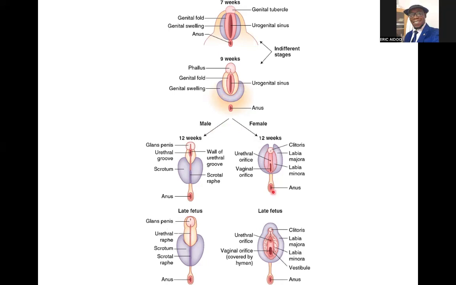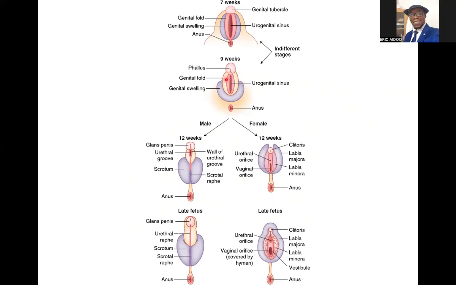So we are interested in this pathway for the female. We've covered that of the male already. So the female, by the 12th week, clitoris forms from the phallus. So it has now become smaller. Then you have a urethral orifice within the cloacal membrane. You have the genital sinus. Then you also have the vaginal orifice. Then lateral to that, you have the labia minora, which is actually coming from the genital fold.